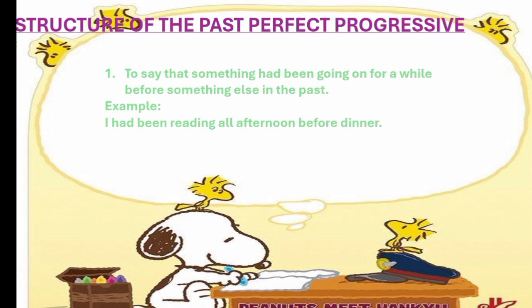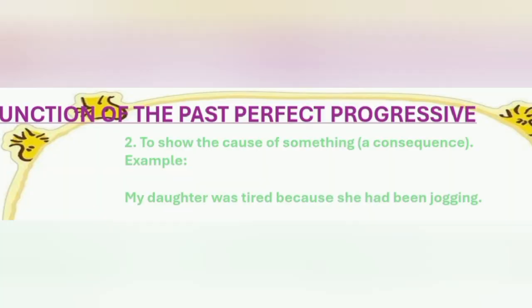Function of the past perfect progressive. 1. To say that something had been going on for a while before something else in the past. For example, I had been reading all afternoon before the dinner. Other function, to show the cause of something, a consequence. For example, my daughter was tired because she had been jogging.